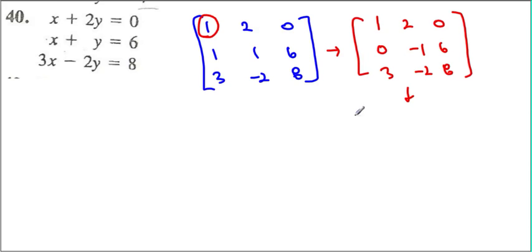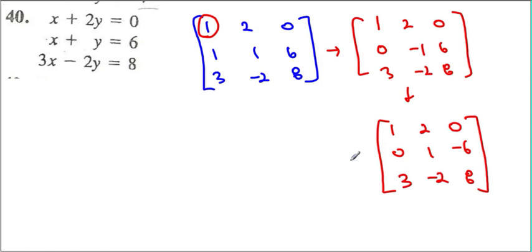Then this becomes 1, 2, 0, once again, 0, 1, negative 6. Then we get 1 and 1. And here we have 3, negative 2, and 8. Then here I'm going to multiply this one by negative 3 and I'll add on to this one, so we get 1, 2, 0, 0, 1, negative 6. Then we get 0. And multiply this one by negative 3 and then adding on to this one. So negative 3 times 2 becomes negative 6. Here we get negative 8.